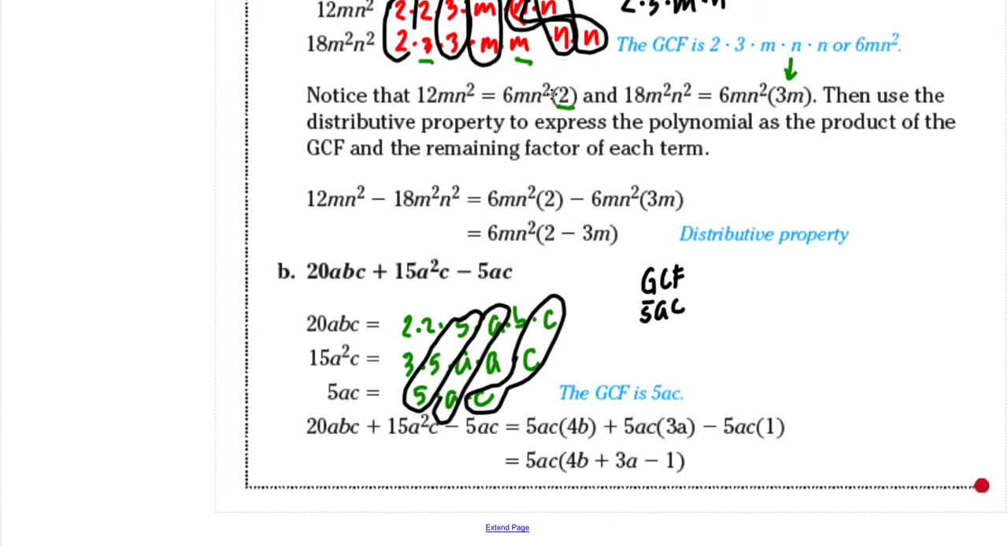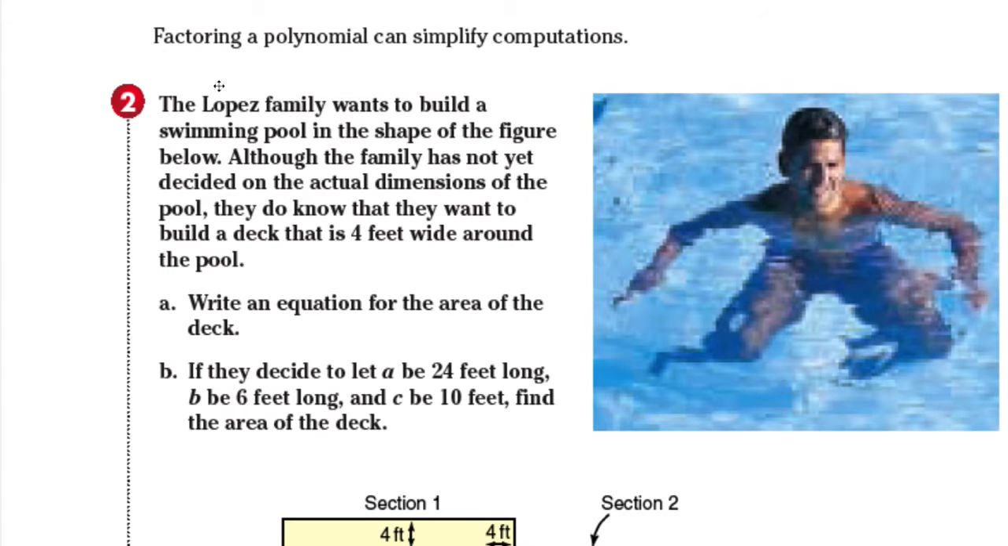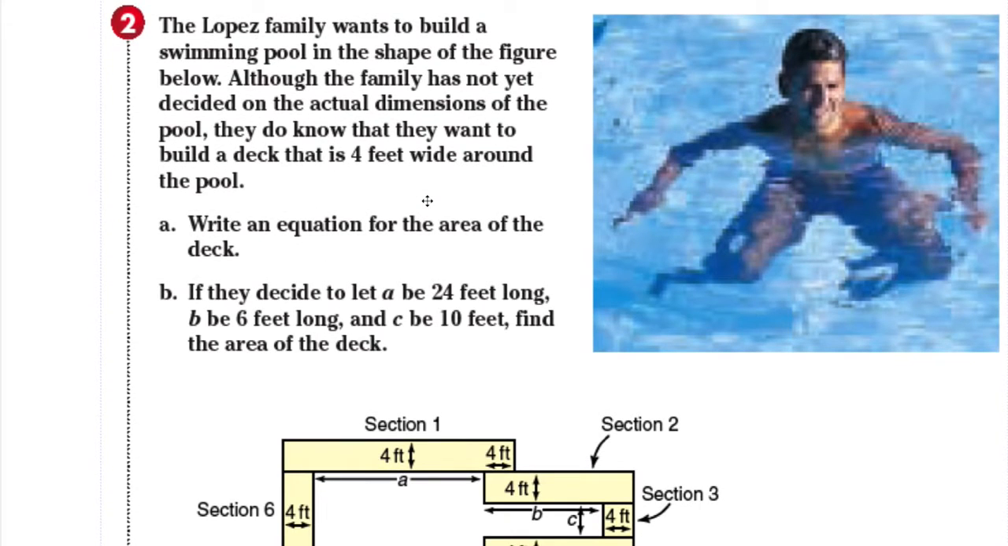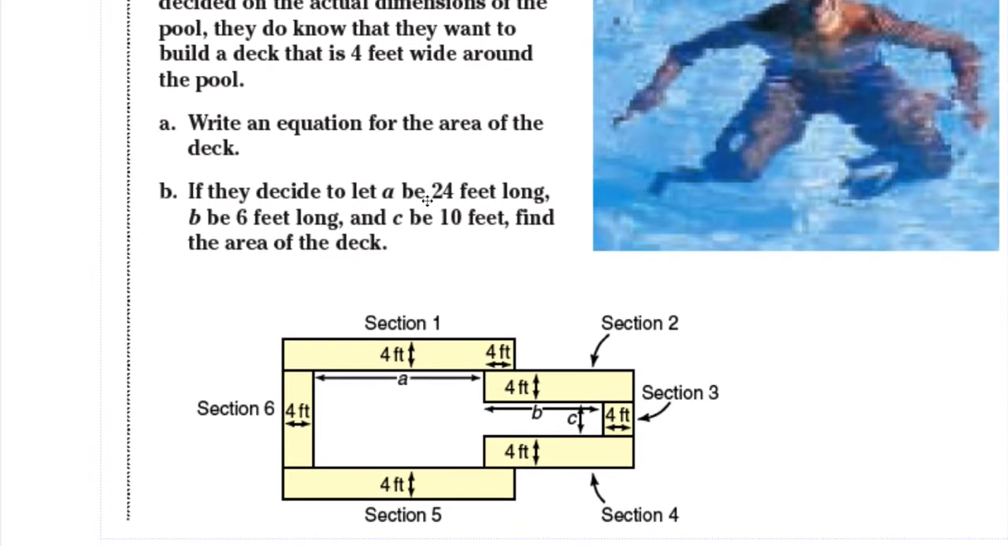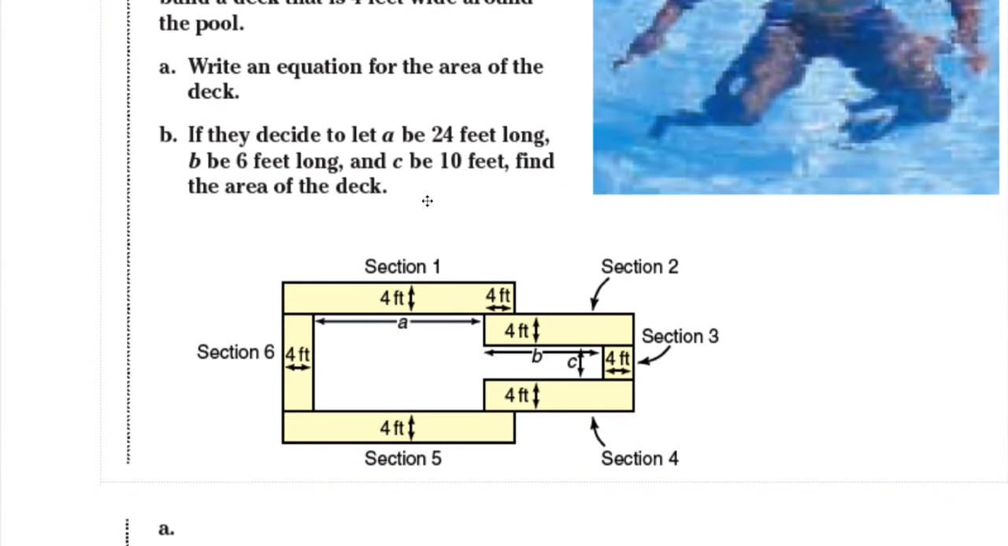Let's take a look at example number 2. Factoring a polynomial can simplify computations. The Lopez family wants to build a swimming pool in the shape of the figure below. Although the family has not yet decided on the actual dimensions of the pool, they do know that they want to build a deck that is 4 feet wide around the pool. So we want to write an equation for the area of the deck.